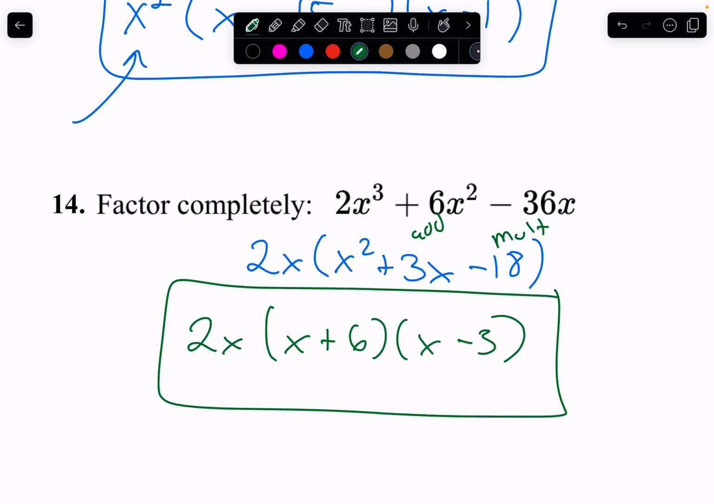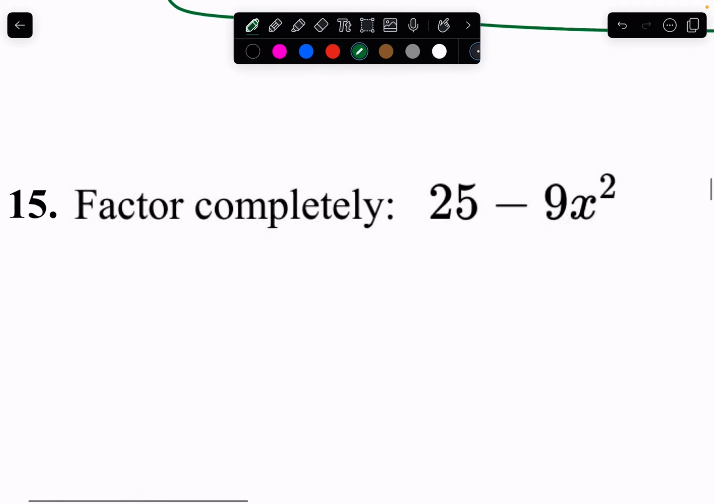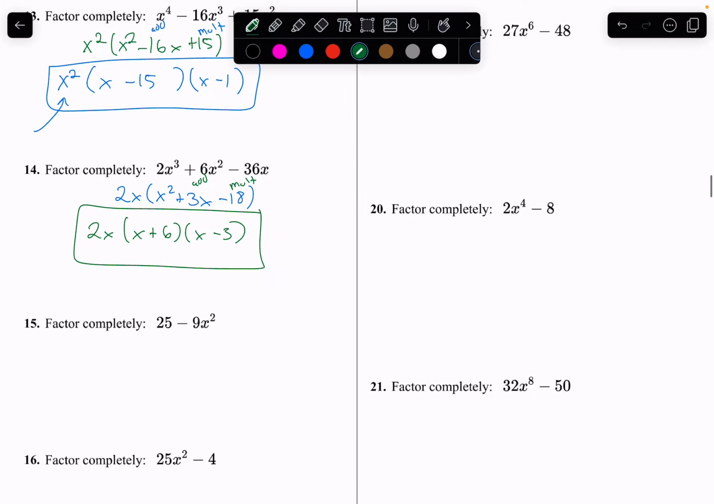Okay, so now let's take a look here at the next problem. Now, this one is different, right? This one only has two terms. So, like I said before, the first thing we always look for is a greatest common factor. Can we pull anything out of 25 and 9? We cannot, all right?